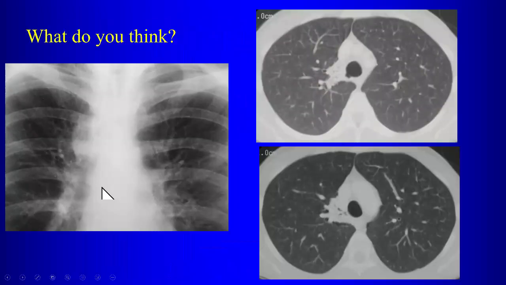Okay, so let's move on to tracheobronchial abnormalities. The abnormality on the chest radiograph is, how would you describe the abnormality on the chest radiograph?